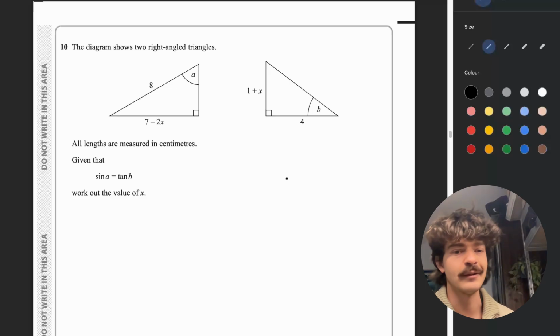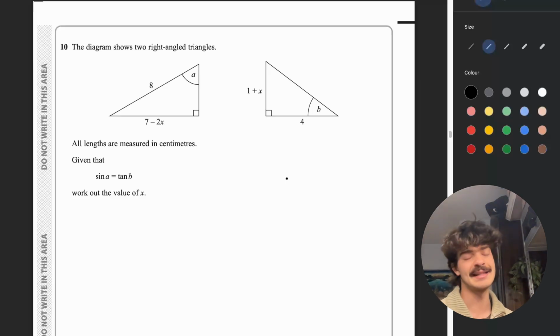On to question 10. 2 right-angled triangles, both of which look quite algebraic. All lengths are measured in centimeters. Okay, fine. Given that sine of A is equal to tan of B. Oh, fantastic. Okay, so we're going to be equating sides in some sort of algebraic equation here.